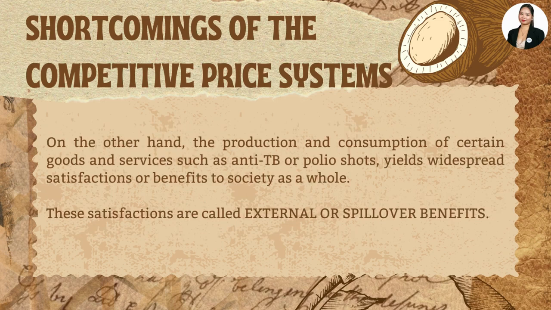On the other hand, the production and consumption of certain goods and services, such as anti-TB or polio shots, yields widespread satisfactions or benefits to society as a whole. These satisfactions are called external or spillover benefits.